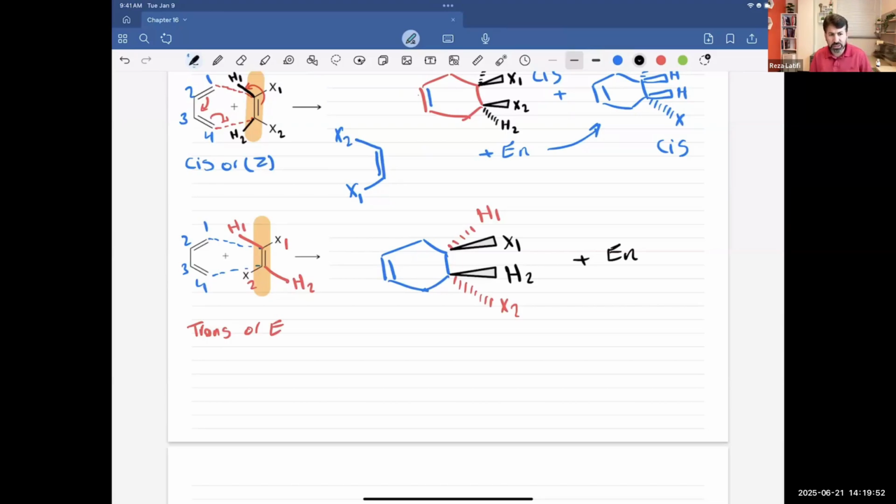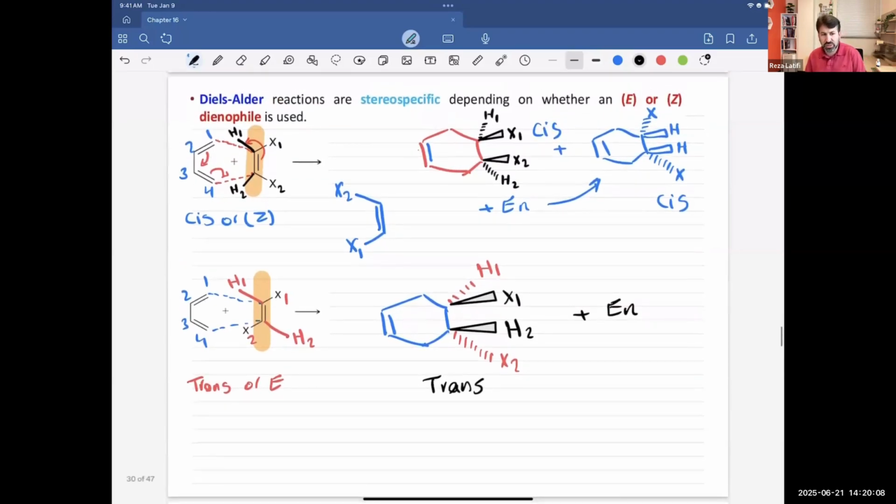Now I'm going to look at the position of X1 and X2 and see where they are standing relative to each other. At the beginning, they were across the double bond, so we called it trans or E. Now, when I look at them, I can see one X is up and one X is down. So the position of the X's relative to each other is going to be trans. And so we started with trans, we got trans. Cis, we started with cis, we got cis. And that's the reason we say the reaction is stereospecific. Whatever configuration you start with, you will get it again at the end.